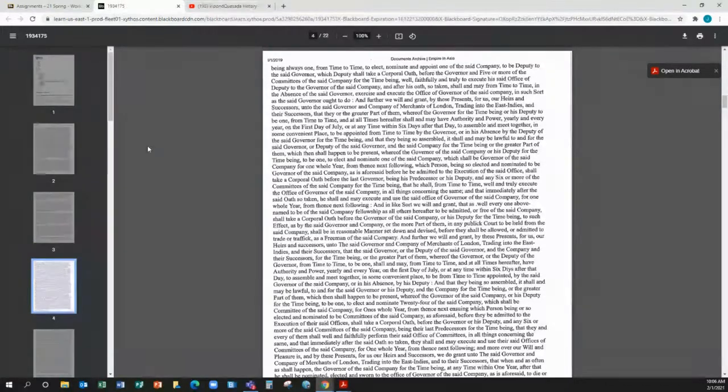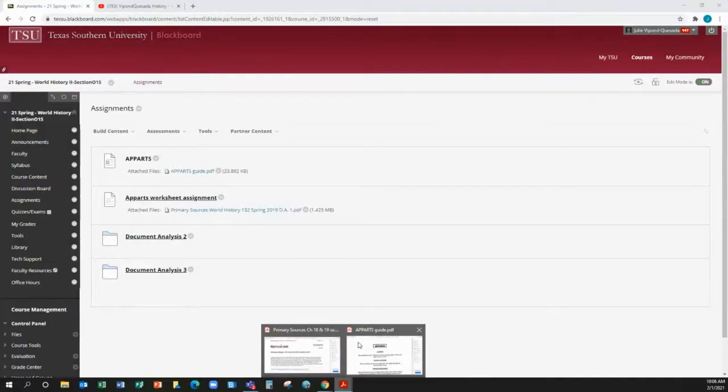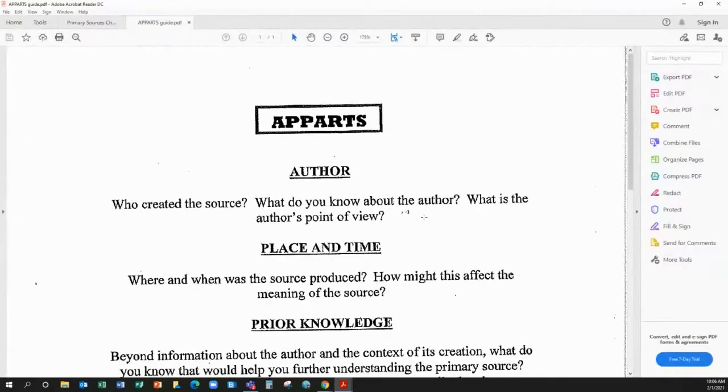So, for example, I want to pull up the parts, and we'll go over exactly what this means, and then we'll do a document and do it together so you can see how this works. For the parts and for the document analysis, we don't just want a summary of the document. We want a detailed analysis of the document, okay?